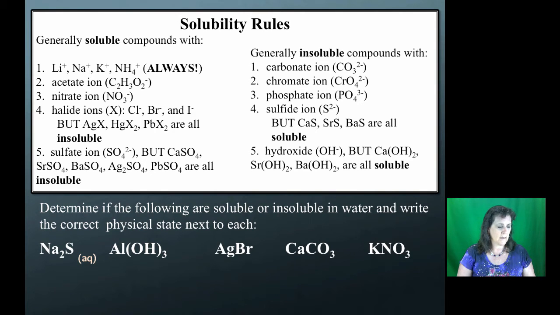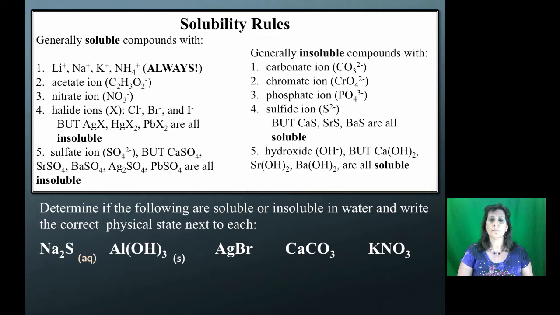Aluminum hydroxide is insoluble, so it gets an s. Insoluble, the very last rule. If you're looking at your periodic table, it's rule number 10. Hydroxides are insoluble, and aluminum is not one of the exceptions. So solid. All right, what about AgBr?